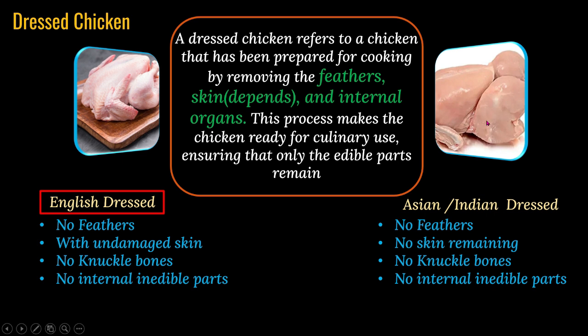And for Indian or Asian dishes, definitely we will go for a bird which is known as the Indian dressed bird or Asian dressed bird, and sometimes it is also known as Bengal dressed bird. But Bengal dressed bird is basically known in Bengal only, so I am not emphasizing that. It is Indian dressed bird without skin, without feathers, and another one is English dressed bird, which is without feathers and with skin only. So that is the concept of the dressed chicken or dressed bird.